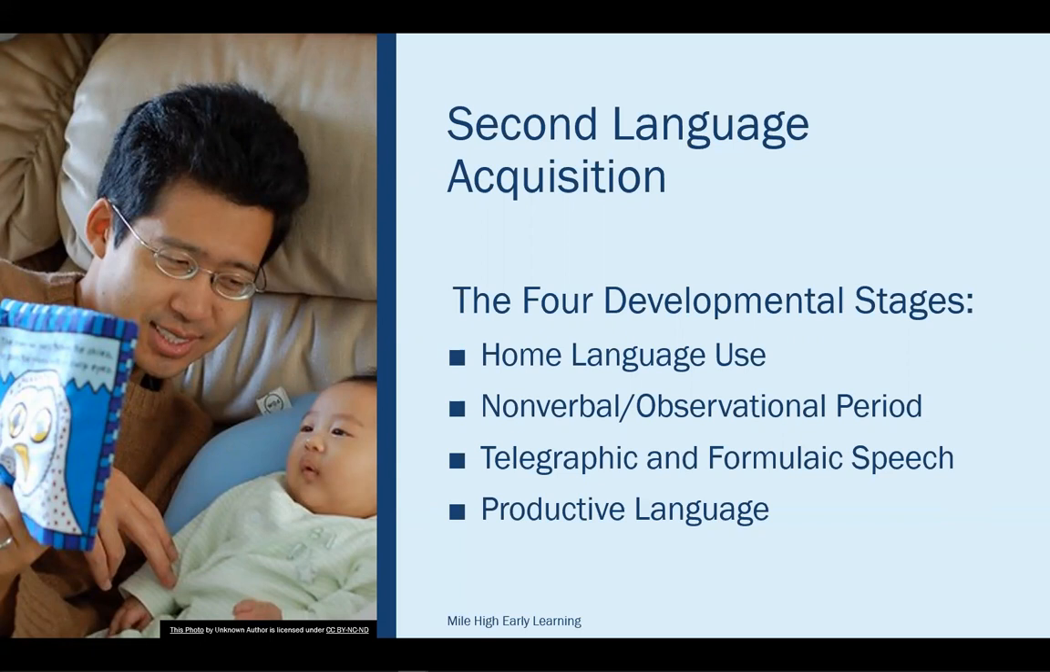The next stage is a nonverbal observational period. If they don't feel understood in their home language, they're going to start to communicate more nonverbally, because they have turned their attention to observing, listening, and using nonverbal means of communicating. The child is additionally working on learning the sounds, rules, and words of a new language. The time a child spends in this particular stage can vary per child.